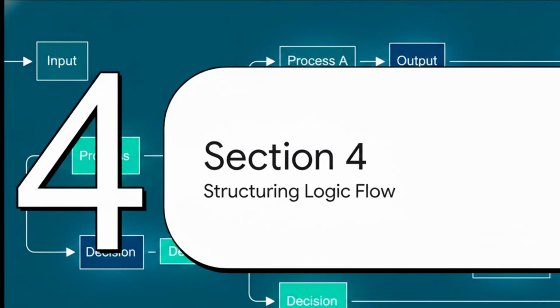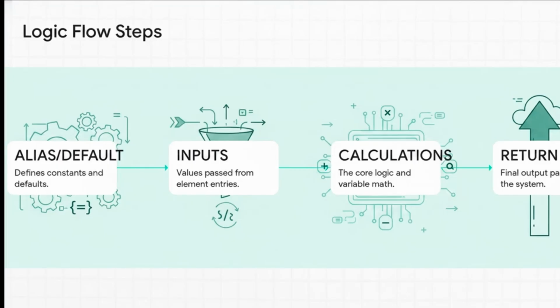All right, Section 4, structuring the logic flow. With our blocks identified, we have to assemble them in a strict order. Every stable formula evaluates sequentially, top to bottom. It goes through 4 precise steps. First, defining aliases and defaults. Second, declaring inputs. Third, executing the core calculation. And fourth, issuing the return statement.